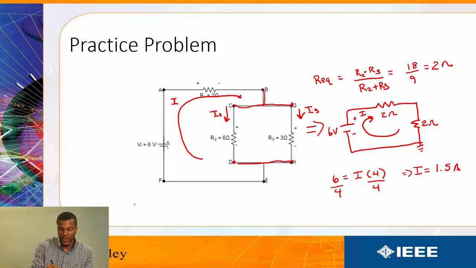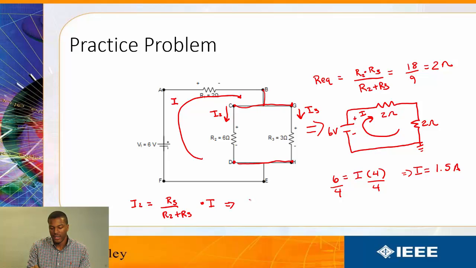So the current divider rule states that I2 equals R3 over R2 plus R3 times the initial I. This results in 3 over 9 times 1.5. So you can find each individual current this way and solve for the voltage across each resistor by multiplying the current through it times its resistance.